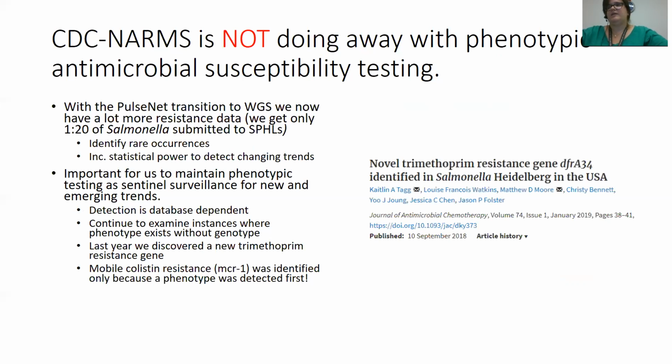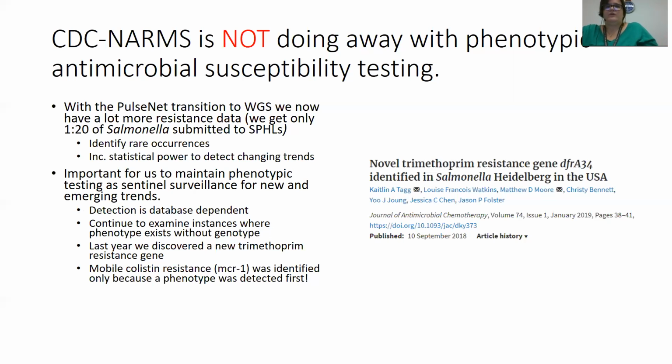And actually, an example of this is last year, my colleague Caitlin Tagg identified a novel trimethoprim resistance gene, DFRA34, and we published that, and it's out there, and that gene is in ResFinder. We found this because we saw from our phenotypic testing, hey, this is trimethoprim resistant, but there's no DFR genes. So we took a closer look and were able to find this one.